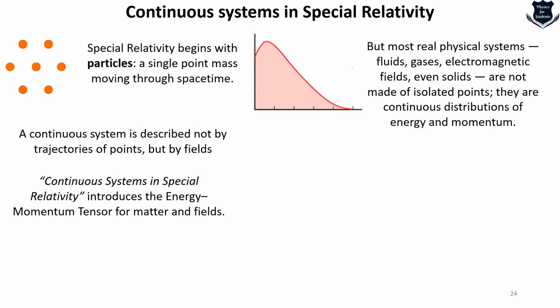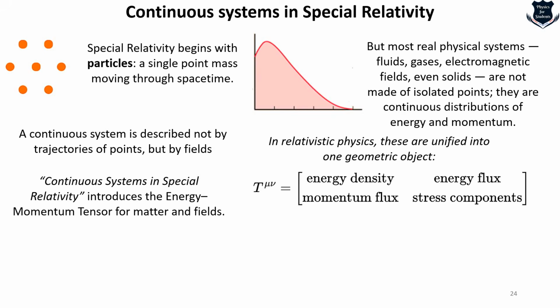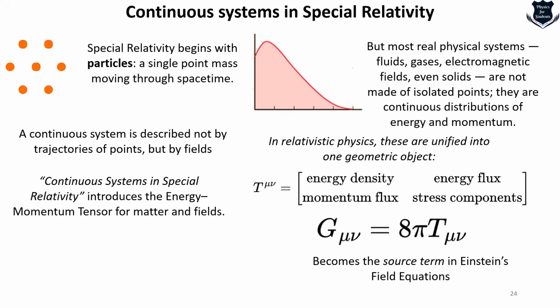So continuous systems introduce the concept of the energy-momentum tensor. In relativistic physics, as you can see, everything is put together in one geometric object, which is T^{μν}, and this T^{μν} will come later in the Einstein field equations, where it becomes the source term. So here you can see that this is something beautiful.